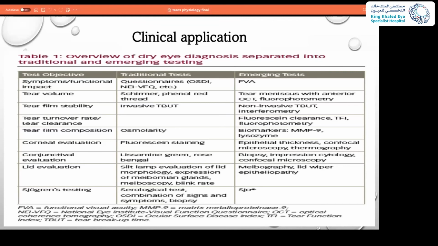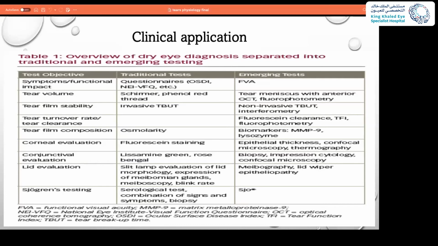Epithelial thickness as well can be evaluated by confocal microscopy. Conjunctival evaluation by staining with rose bengal and lissamine green. Biopsy and impression cytology can be used as well as confocal microscopy. This is for evaluation of conjunctival dryness. Lid evaluation should be done with slit lamp, with the expression of meibomian glands and assessing the blink rate.